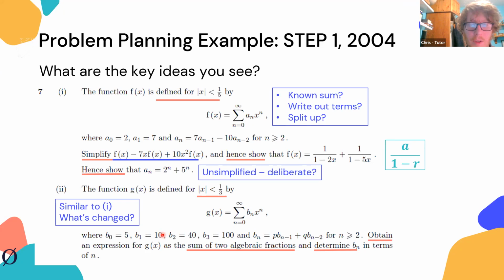The other thing you need to do yourself is they tell you to find g of x as a sum of 2 algebraic fractions. That's like our f of x equals 1 over 1 minus 2x, etc. They ask you to determine bn. That's like the last step, an equals 2 to the n plus 5 to the n. They haven't mentioned anything like the simplify f of x times a quadratic step. But because that happened in part 1, we can expect we have to do that in part 2. So that's the other way part 2 is more difficult. You have to supply that step yourself. You've got to figure out what the right quadratic is. But you can probably do that by comparison with the first part, because we saw this connection between the coefficients in the recurrence relationship and in the quadratic. We expect the same thing to happen in the second part as in the first.